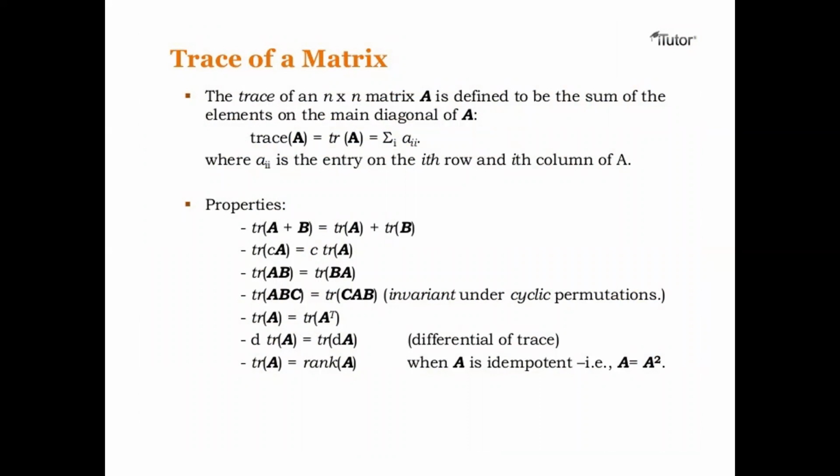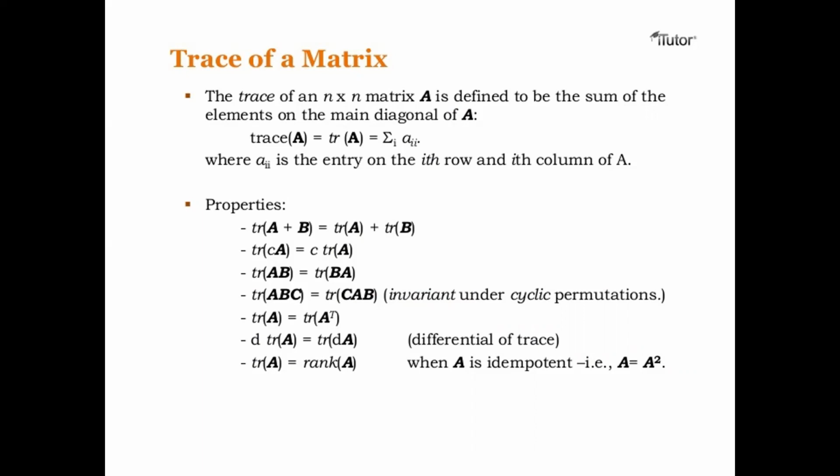Now, coming to the trace of a matrix. The trace of an n by n matrix A is defined to be the sum of the elements on the main diagonal of A. Trace A equals sigma over i of a_ii, where a_ii is the entry on the ith row and the ith column of A. Properties of trace of a matrix.